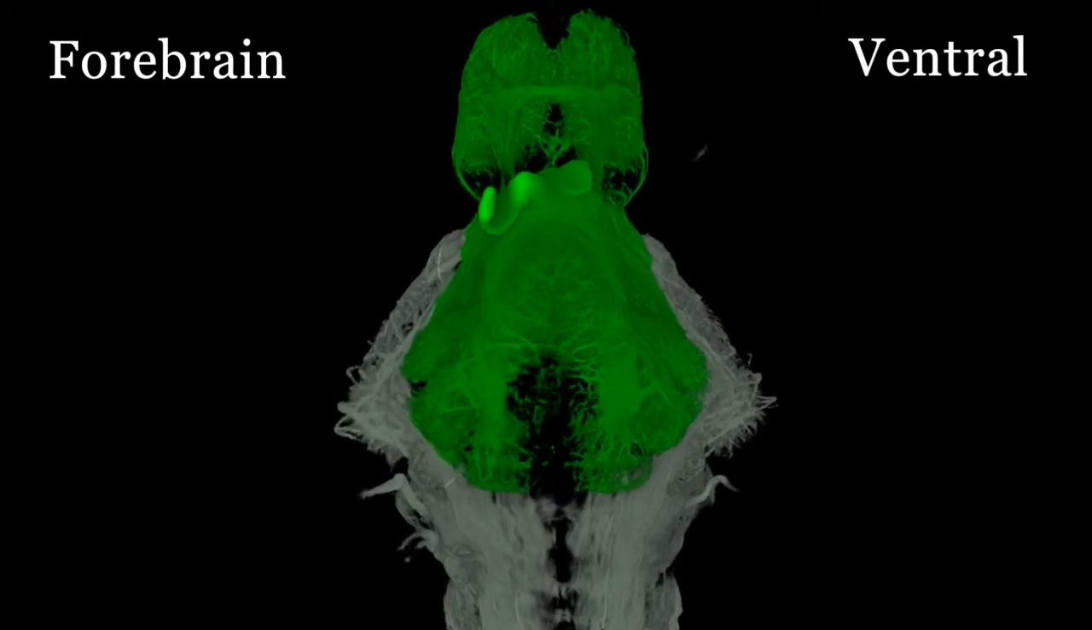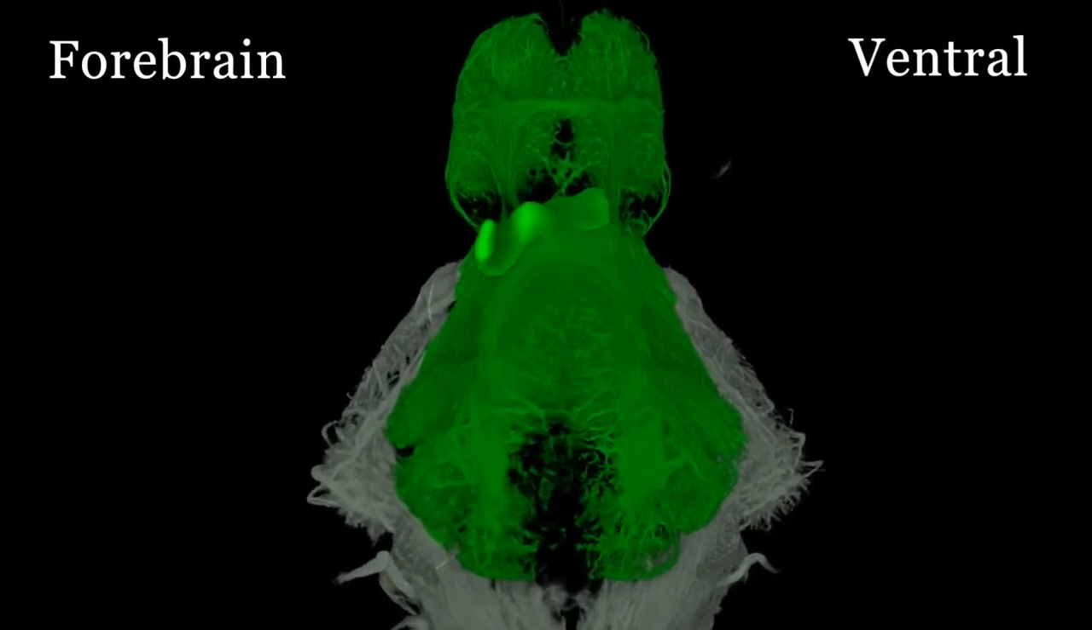Ventrally, the forebrain takes up a large part of the view. The ventrocaudal part of the forebrain underlies the midbrain and extends back as far as the rostralmost part of the hindbrain. The optic nerves are an obvious landmark, as is the anterior commissure.